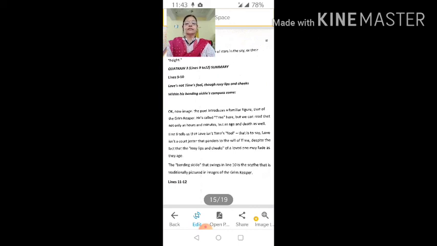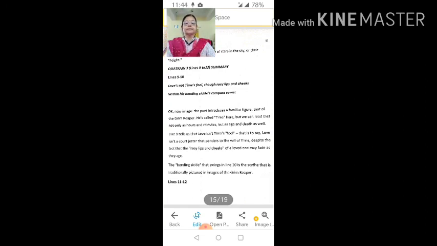We all know that. The bending sickle that swings in line 10 is the scythe that is traditionally pictured in images of the Grim Reaper. The scythe, as you may know, is that appliance that is used in the fields to cut the crop, shaped like a question mark.